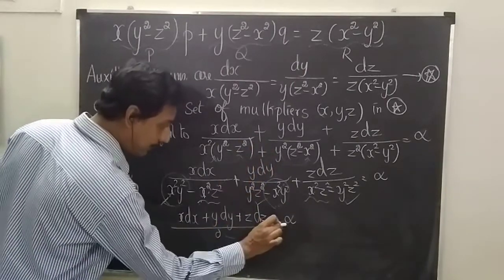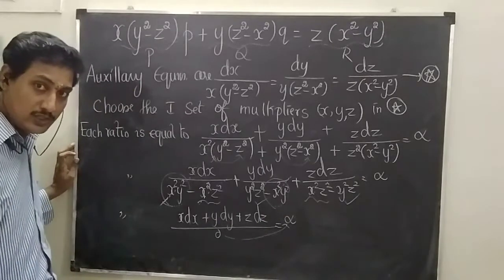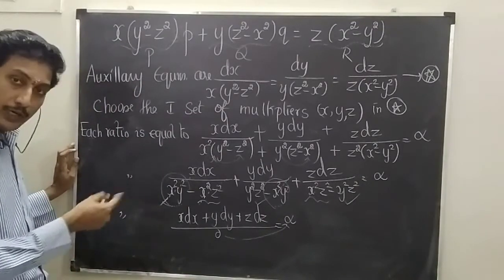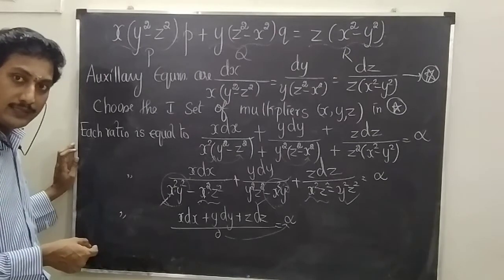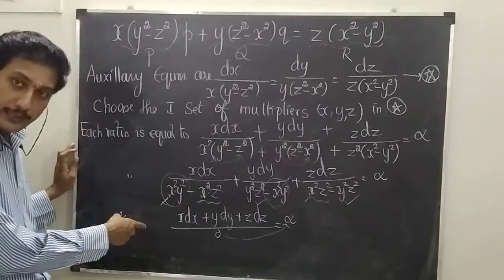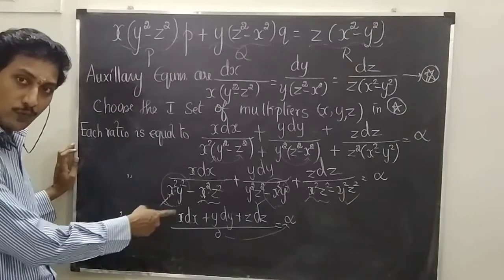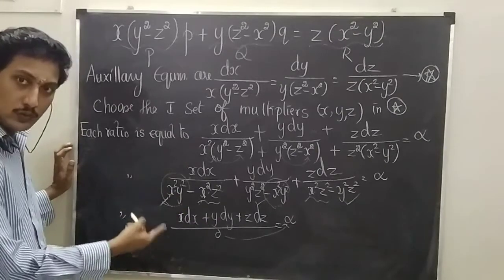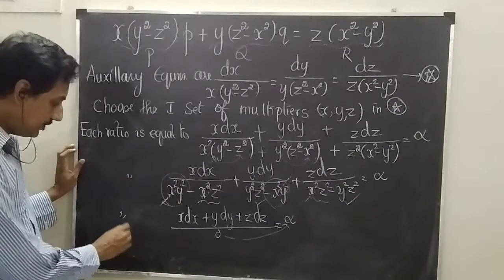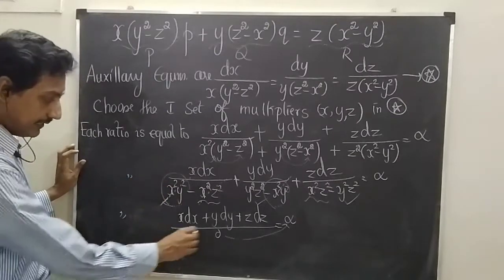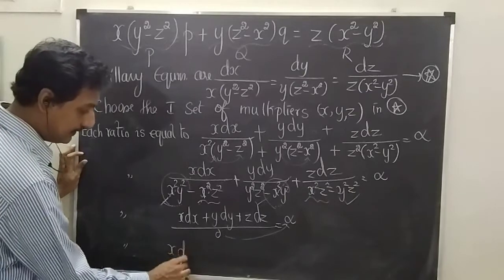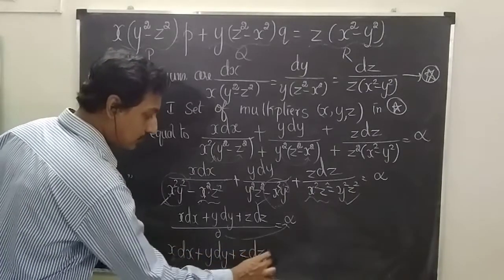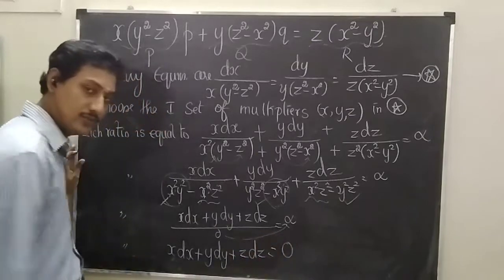So by cross multiplying. These are ratios, not plain numbers; a number divided by 0 is infinity, but these are ratios. The numerator x dx plus y dy plus z dz is already grouped: x is the first term, y the second, z the third. But the denominator is 0, so let's cross multiply. We get x dx plus y dy plus z dz equal to 0. Since the denominator is equal to 0, the right side is 0.